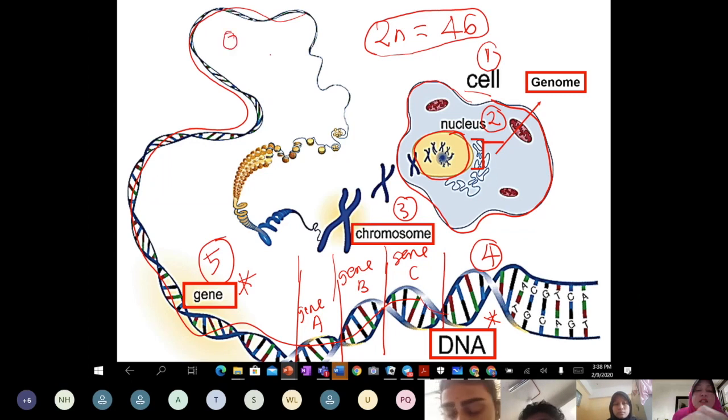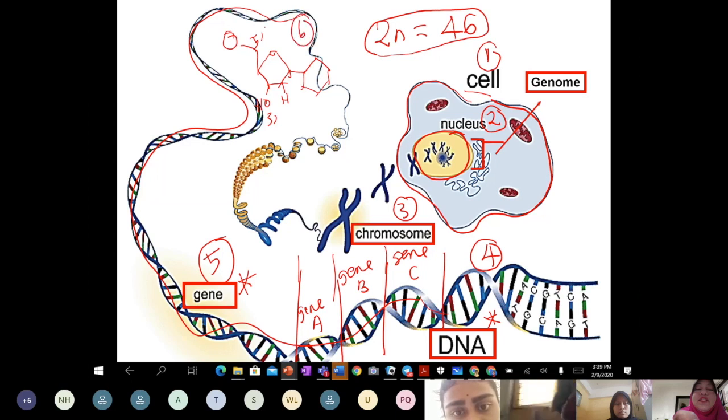In chapter 1, when teacher sketched like this, there is a pentose sugar, and when teacher draws this, this will be H, this will be OH, 3 prime, and then this is 5 prime. So what is this, class? This is number 6, what we call a nucleotide.